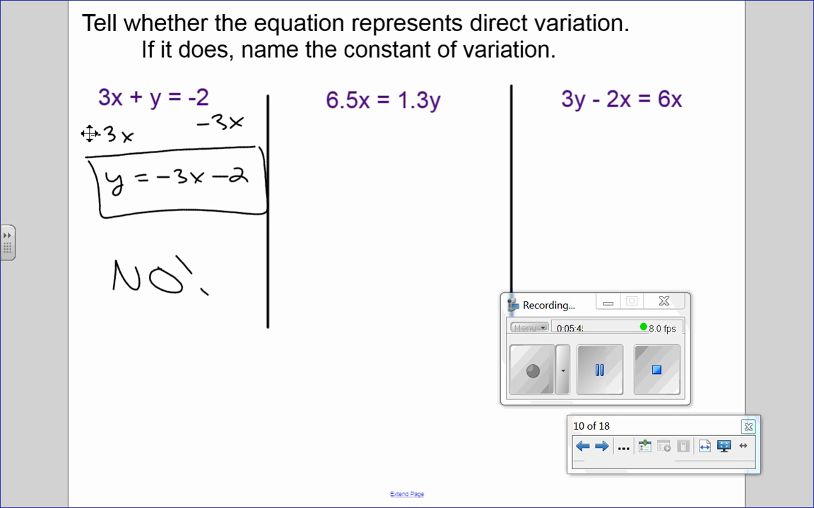Why you gotta ruin it? What about the second column? If I have to solve for y, what would I do? Divide by what? Divide by the 1.3.